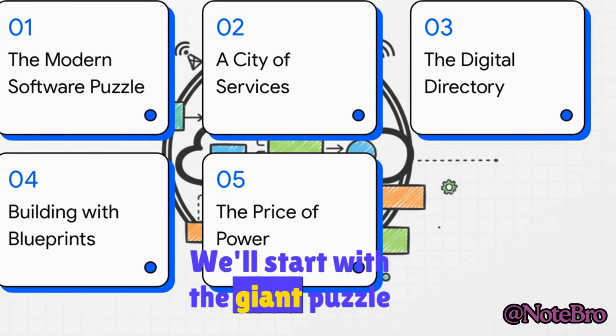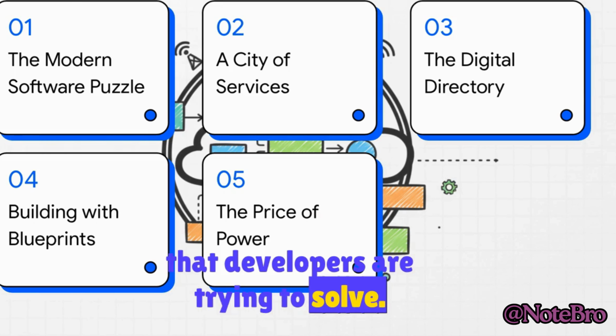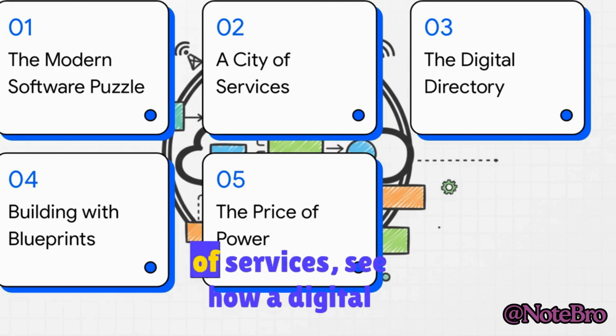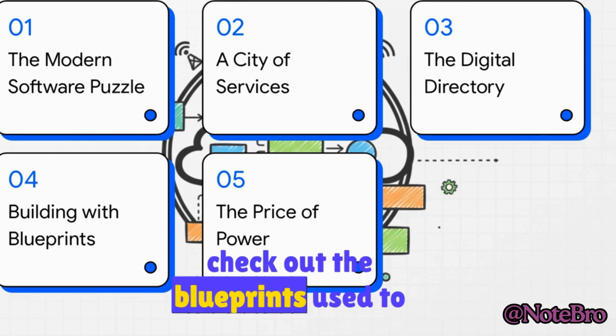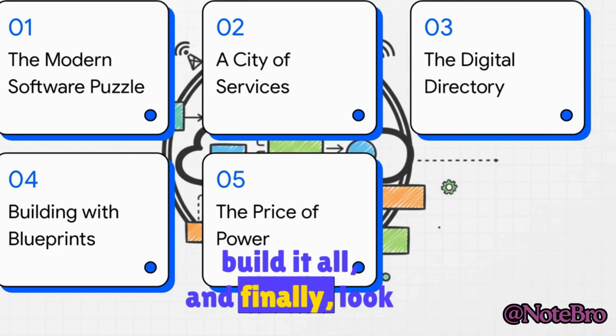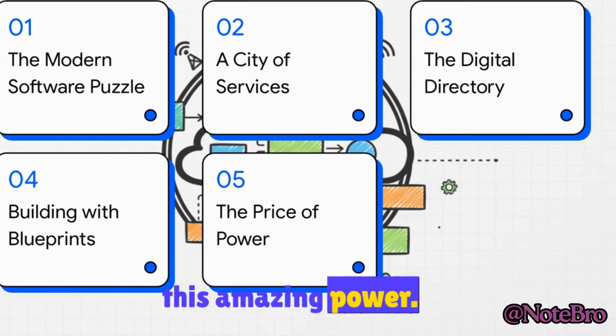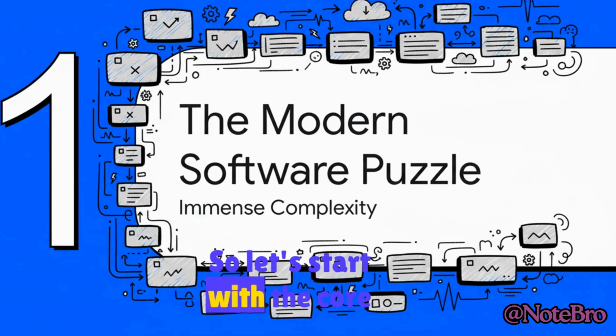We'll start with the giant puzzle that developers are trying to solve. Then we'll walk through this city of services, see how a digital directory keeps it from getting lost, check out the blueprints used to build it all, and finally, look at the real cost of all this amazing power. All right, so let's start with the core problem.